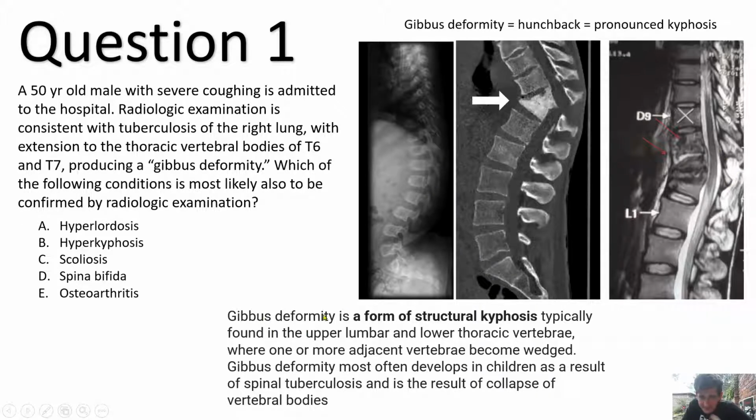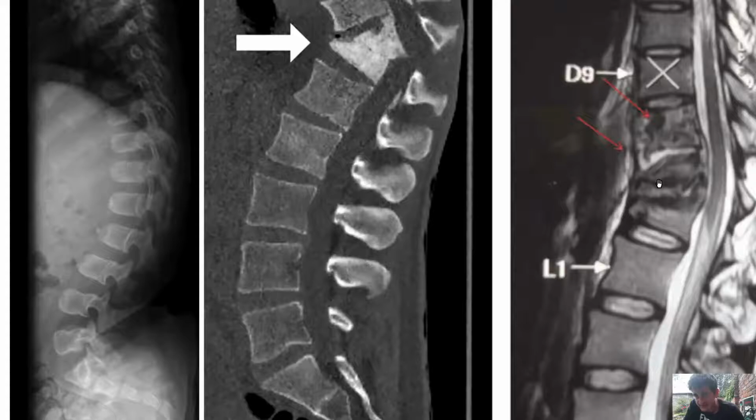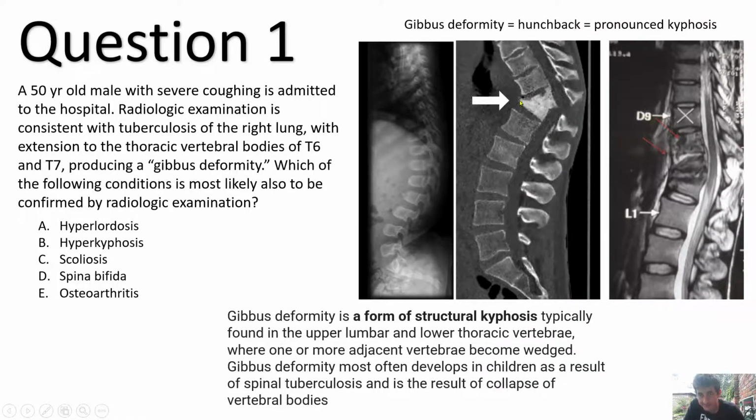So gibbous deformity is a form of structural kyphosis that's found in the upper lumbar or lower thoracic, as in our case, thoracic vertebrae. One or more adjacent vertebrae become wedged. We can see wedging here. We'll look at that. Gibbous deformity most often develops in children as a result of spinal tuberculosis. Here's a 50-year-old, though, with it. And it's a result of collapse of the vertebral bodies. Collapsed vertebral bodies, anterior wedging seen here, and up here.